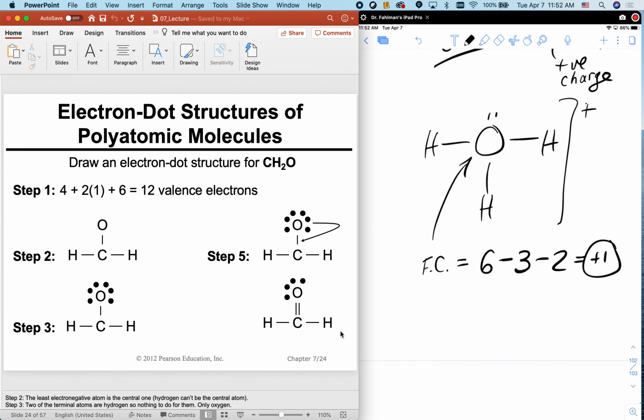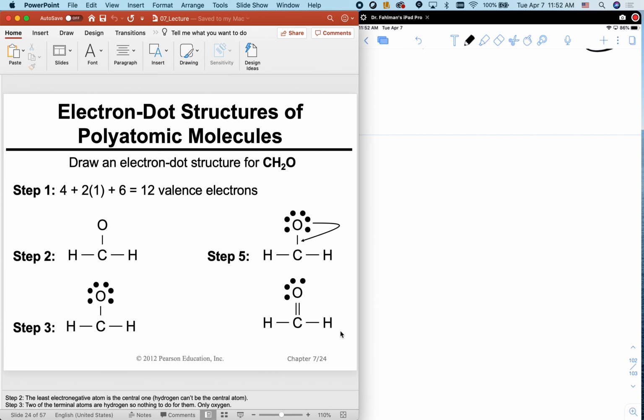This one is kind of interesting. This is an organic compound. And so in this case, again, it's the atom on the left of the formula that is the central atom. And so carbon is in the middle. So we're going to place 12 valence electrons around this. And so we're going to have, in this case, an oxygen and 2 hydrogens. Okay, and so now that's 6.